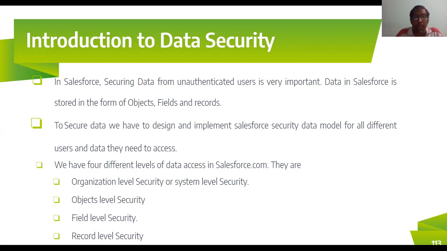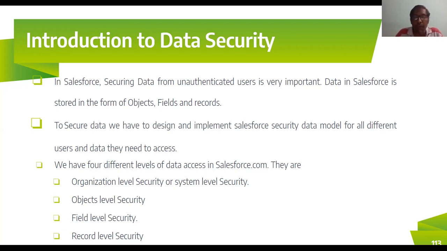Now let me see what they are. Organization level security, or system level security, is the first one, and it alone comes under system level security. The remaining three come under application level security. Actually, we have four different levels of data access in Salesforce. The first is organization level security or system level security. The second is object level security. The third is field level security. And the fourth is record level security.